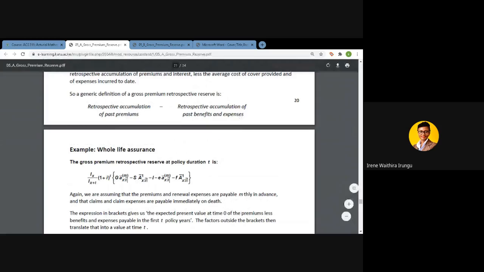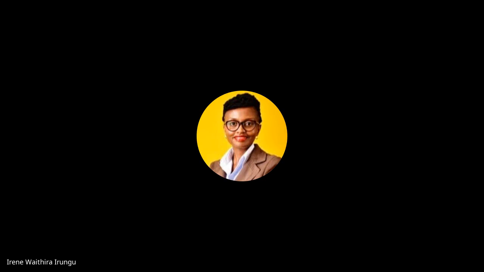we can as well look at it from the angle of the endowment, because all we are trying to do is to look at the retrospective accumulation of past premiums less the retrospective accumulation of past benefits and expenses. So we now have premiums, we know how much this person has been paying for that period, in this case it was a single premium, and we know what the expenses have been. So we now accumulate each of them.